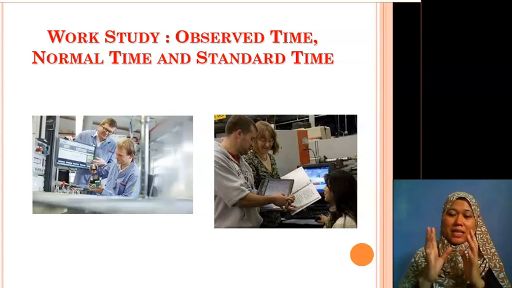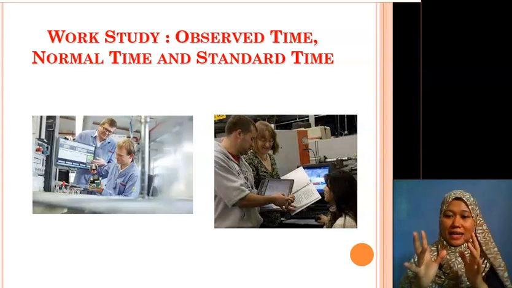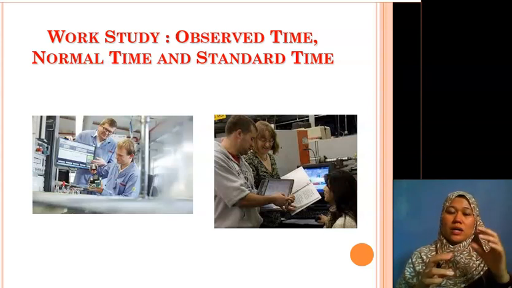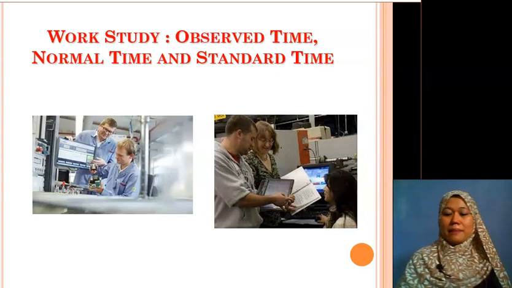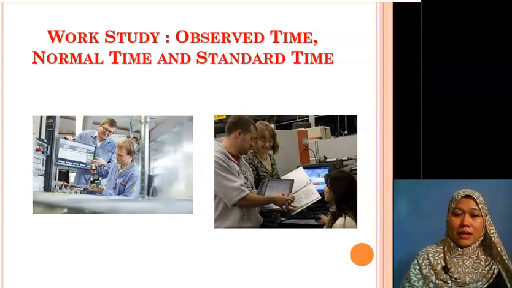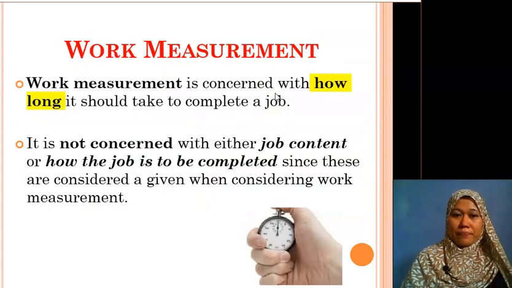The standard time is the time that you declare should be taken when doing the job. So before we conclude the standard time, we need to convert to normal time and then to the standard time after you consider all the allowances. The observation is done on the line.